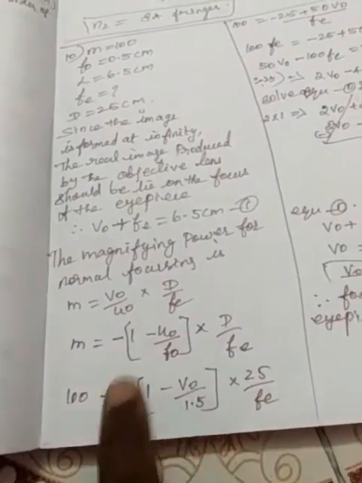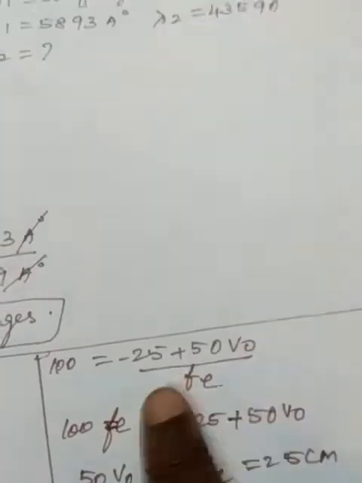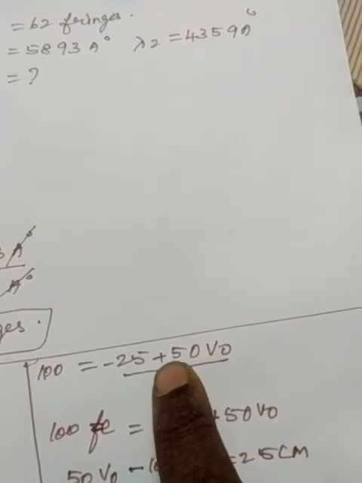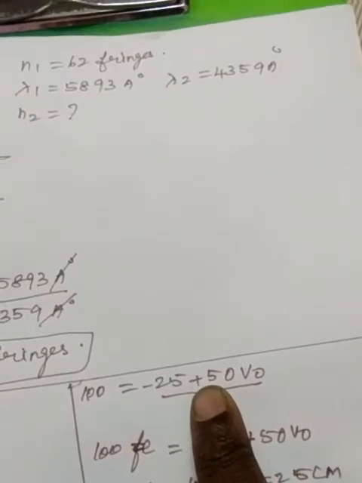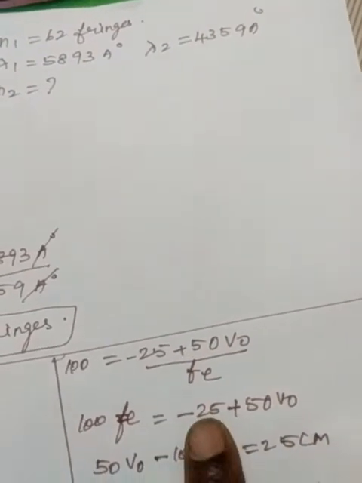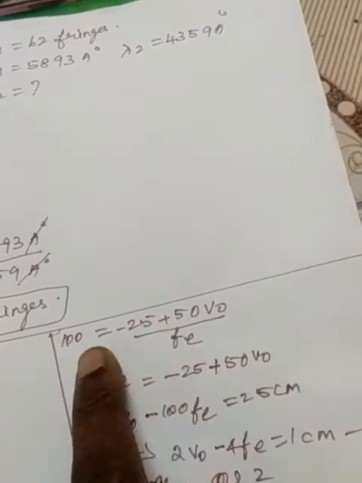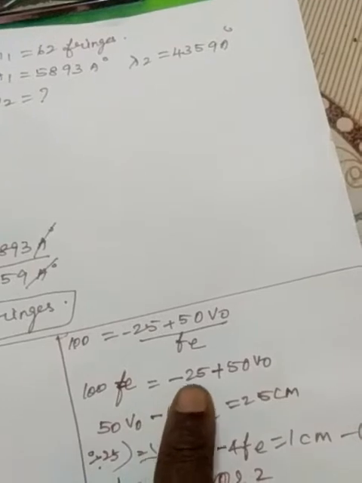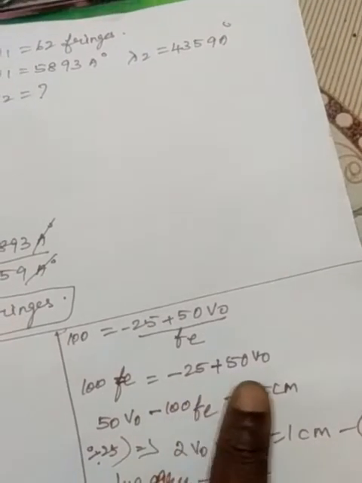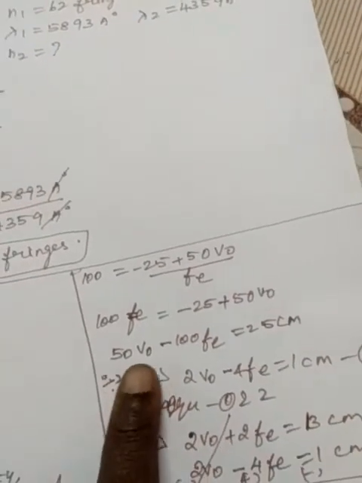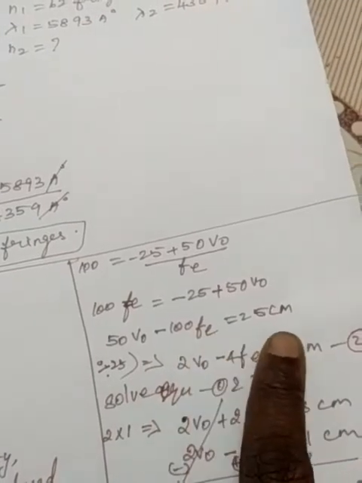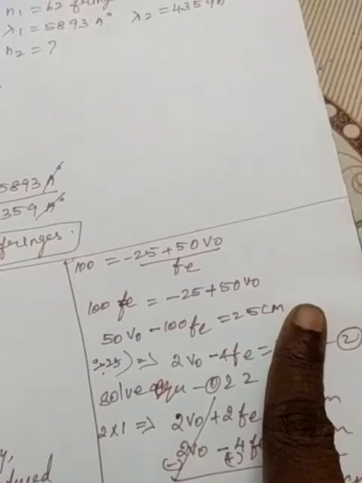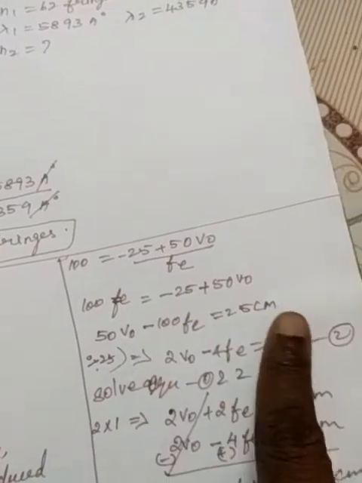So taking the LCM, we have 100 into minus 25 plus minus 25 plus 50 v0, divided by fe, right? So cross multiplying, 100 fe is equivalent to minus 25 plus 50 v0. The minus 25 we take across, rearranging, and I have written the equation.